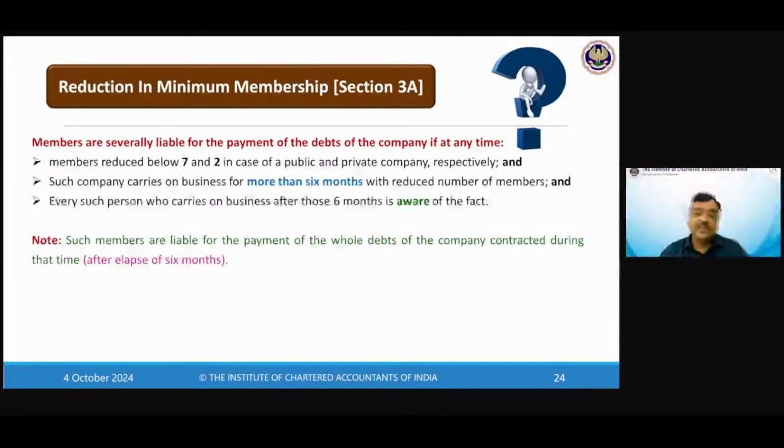of members. If he is innocent, he doesn't have any idea, so law says he will not be responsible, but the burden of proof is on him. He has to prove that he was unaware of the fact that the company is working below the minimum number of members. Clear? And these persons will be liable for the liability incurred after 6 months of this date.